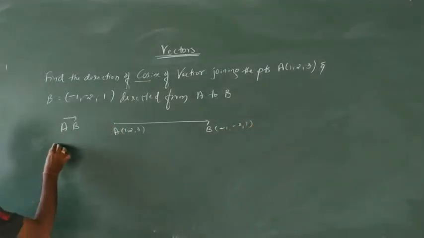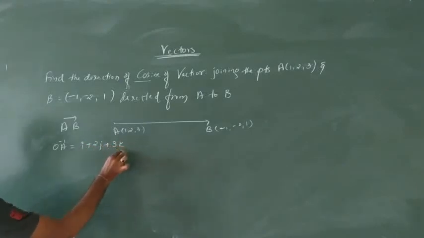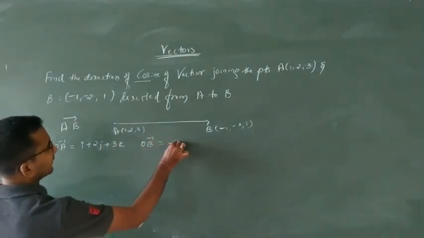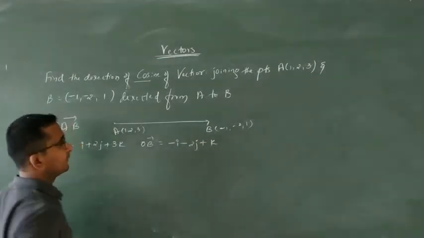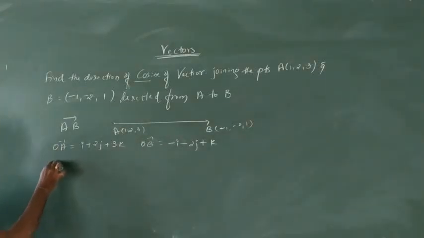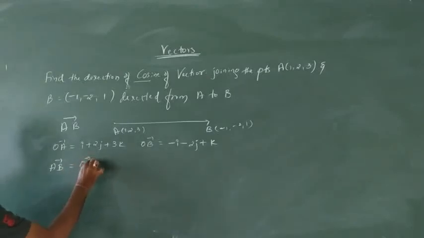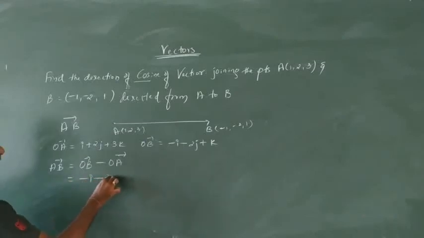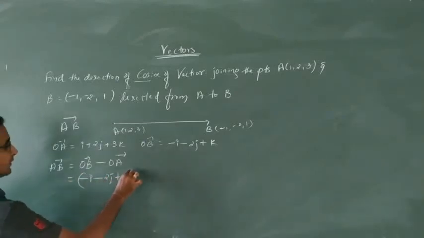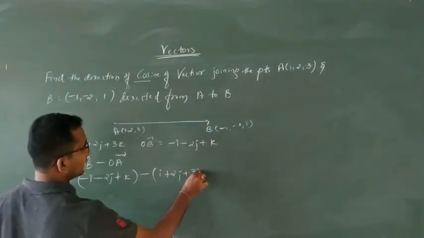So, in the form of position vectors, vector OA is i plus 2j plus 3k. Vector OB is minus i minus 2j plus k. Then how are we going to express the vector in terms of the position vectors? AB vector is nothing but OB minus OA. That is OB, minus i minus 2j plus k, minus OA vector, i plus 2j plus 3k.